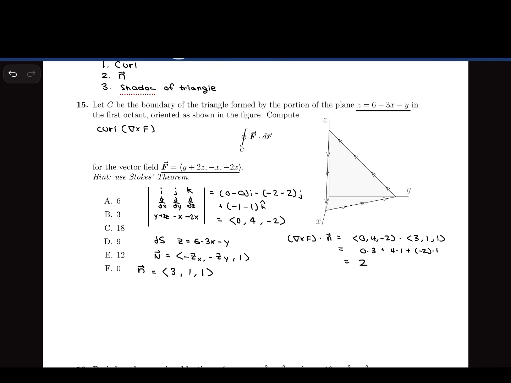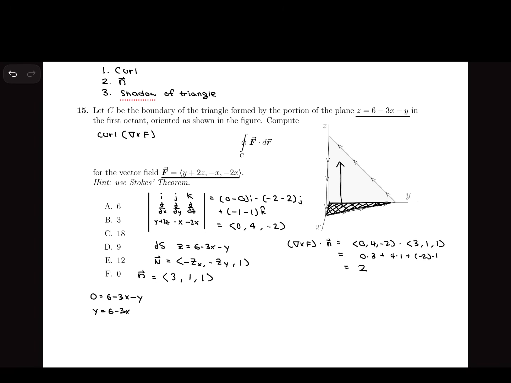In this case, you're imagining that you're integrating over this triangle right here, and then you move up as you go through it. Because we're integrating over this shadow right here, you set z equal to 0, because z is equal to 0 in that triangle. So when z is equal to 0, you get 0 is equal to 6 minus 3x minus y. So you just get y is equal to 6 minus 3x.